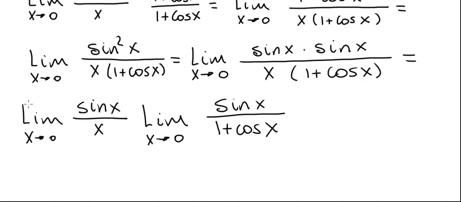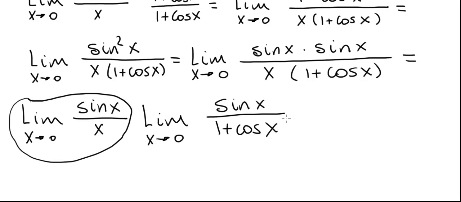Now recall that this first limit is equal to 1. This was shown in an earlier video. You can look for that. So this is 1 times the second limit. The numerator, as x goes to 0, sine of x approaches sine of 0, which is 0. So the numerator is 0, and the denominator is 1 plus, when x is 0, cosine of 0 is 1, so 1 plus 1 is 2. We get 1 times 0 over 2, which is equal to 0.